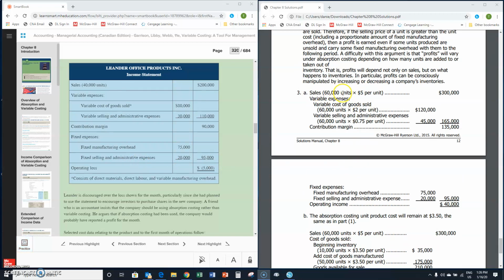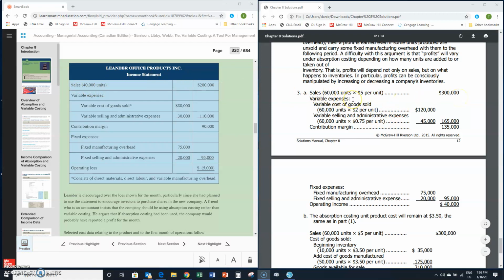Okay, so sales, they sold 60,000 units this time, and $5 per unit, well, you can just work that out from the previous statement. There was 200,000 in sales, 40,000 units, so it works out to $5 per unit.